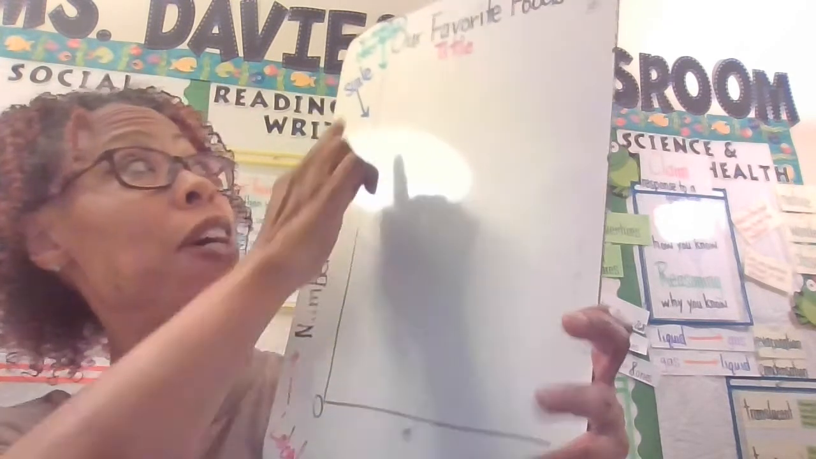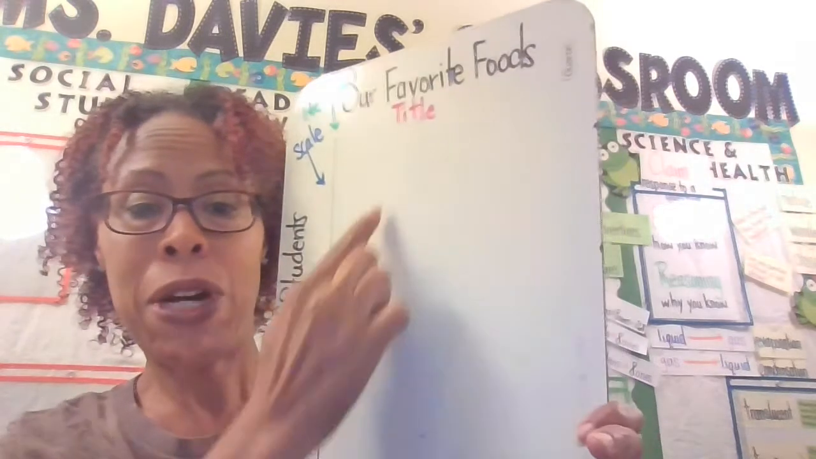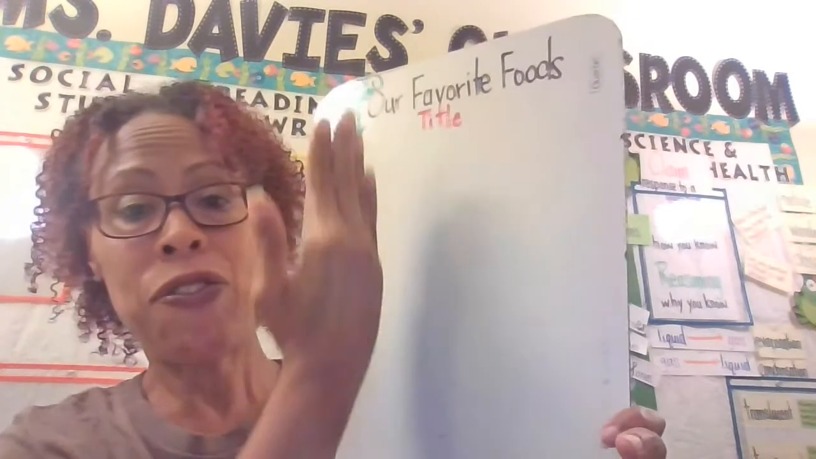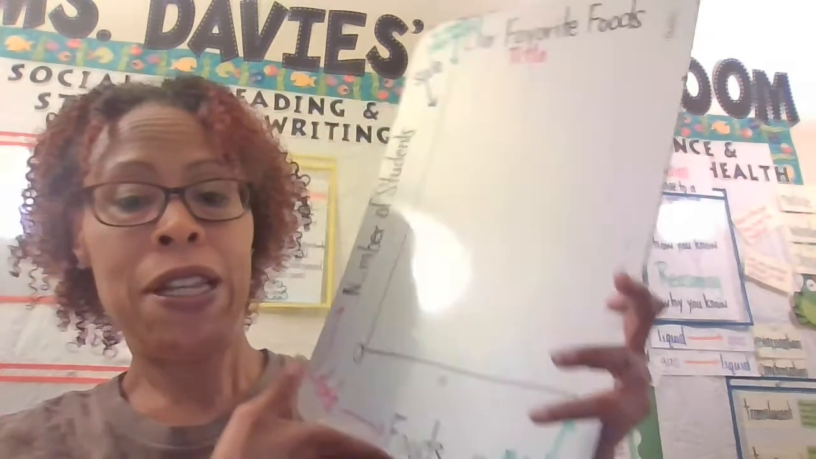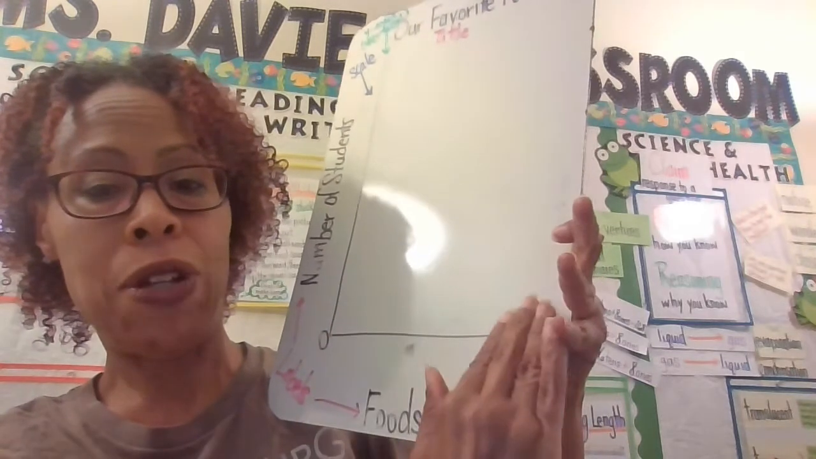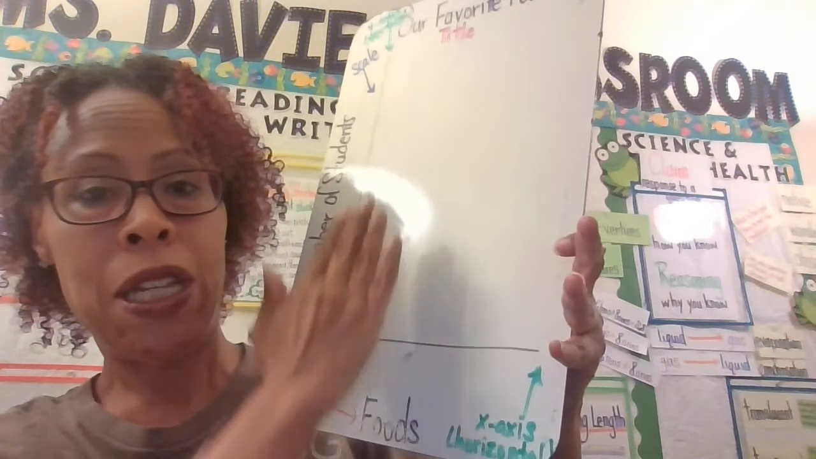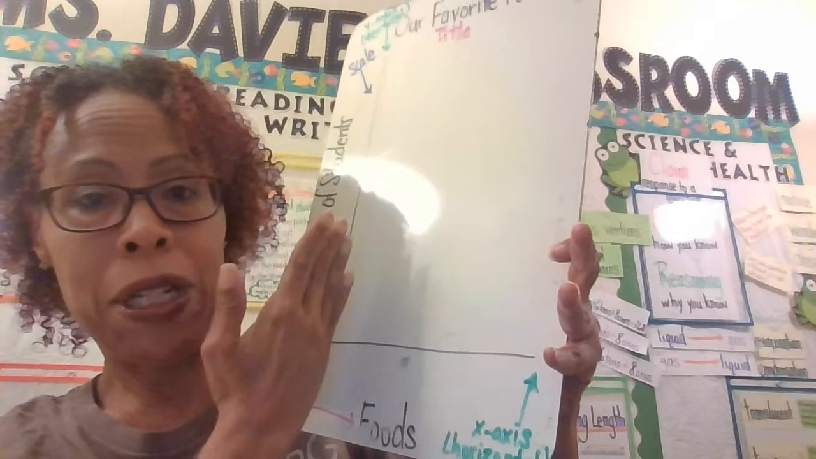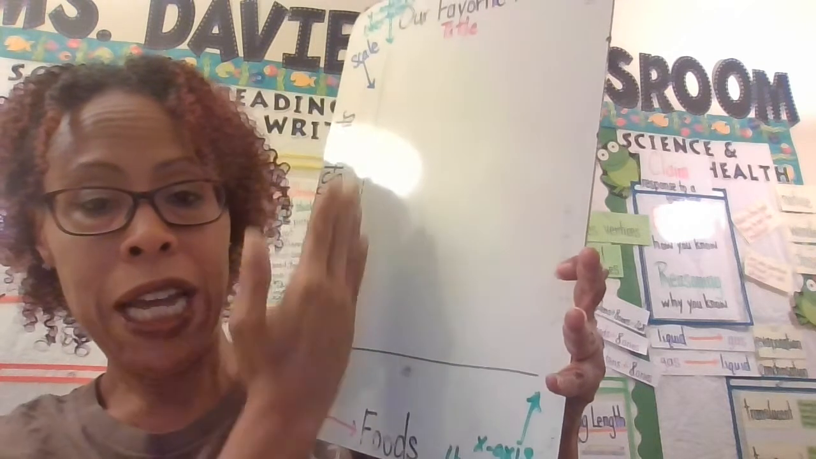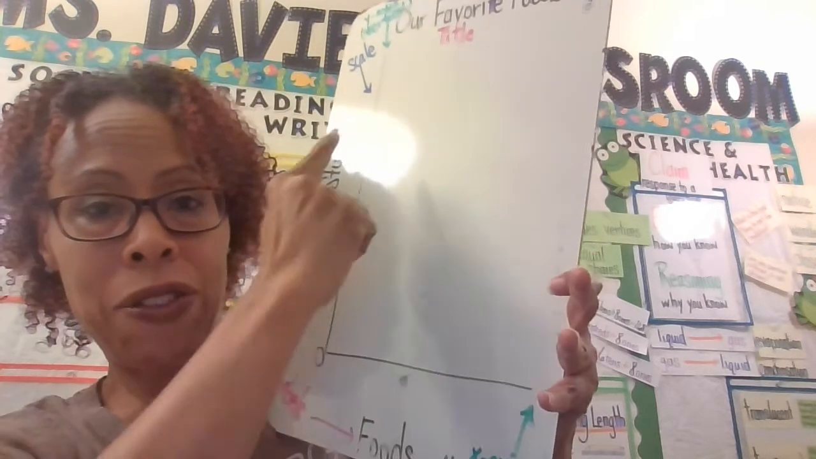The labels are found on the y-axis. This is the y-axis. That is the vertical axis. And the x-axis. That is the horizontal axis. Horizontal goes from left to right, and vertical is up and down. So y-axis, x-axis. We have the labels, we have the title.